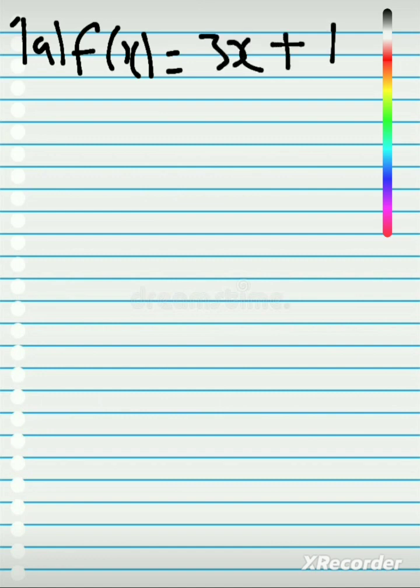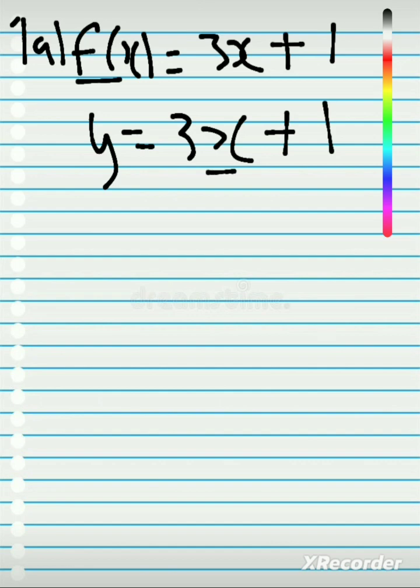Functions, we start with 1a. Okay, so we're given f(x) as 3x plus 1. They want us to find the function inverse. So to find the function inverse, you make this y equals 3x plus 1.